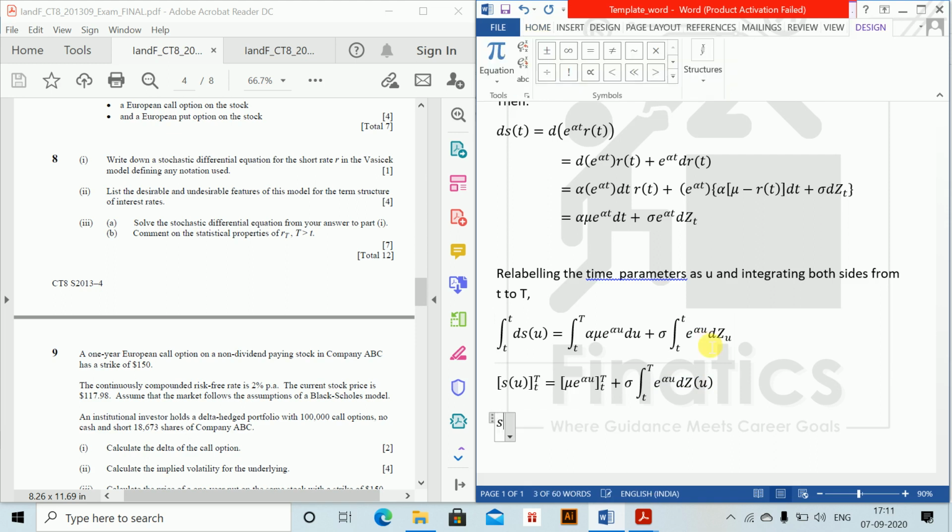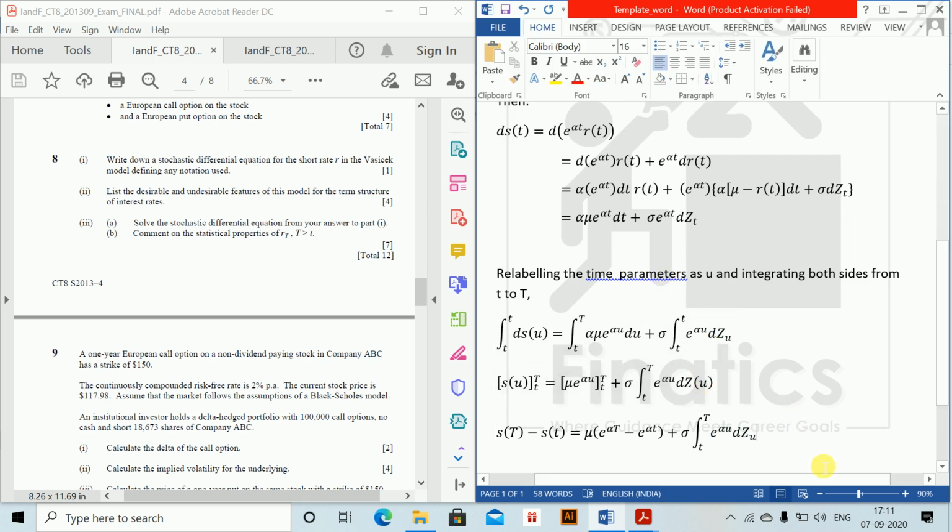So S_T − S_t is equal to μ(e^(αT) − e^(αt)) plus σ times the integral from t to T of e^(αu) dZ_u. Or you could have just written dZ_u like this also, it doesn't matter.